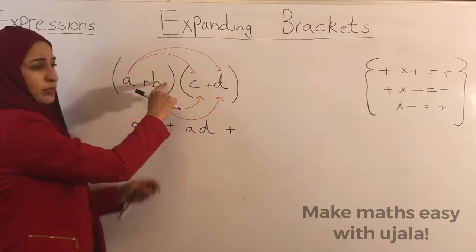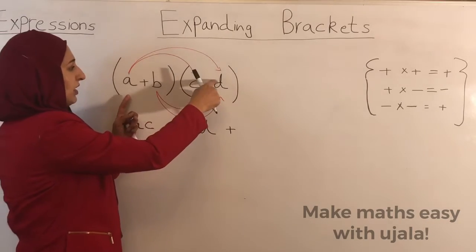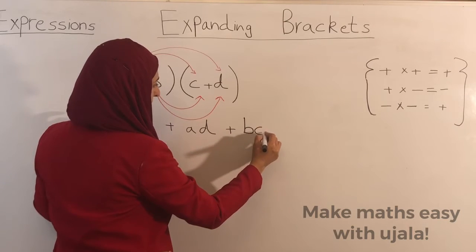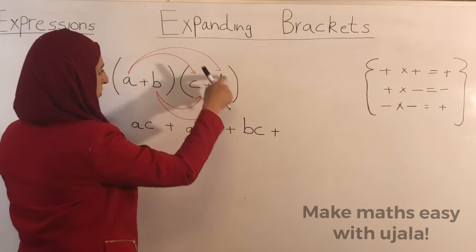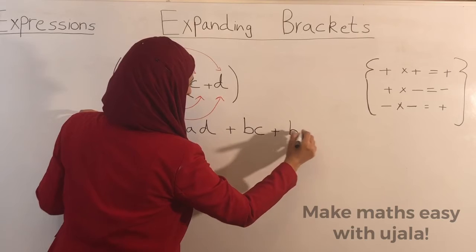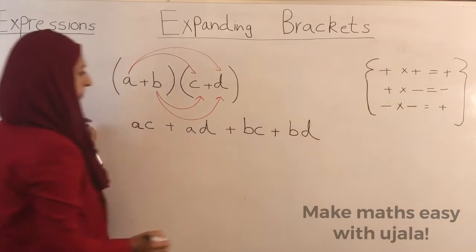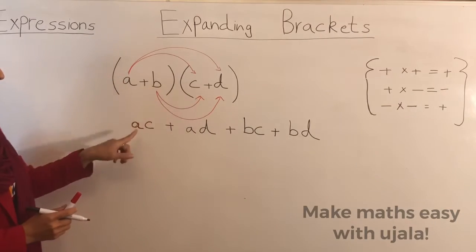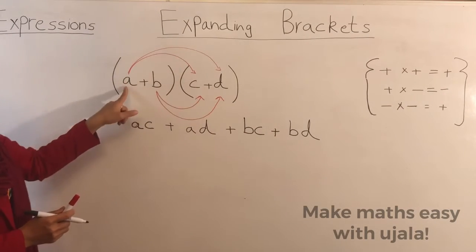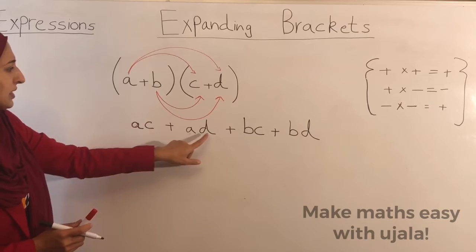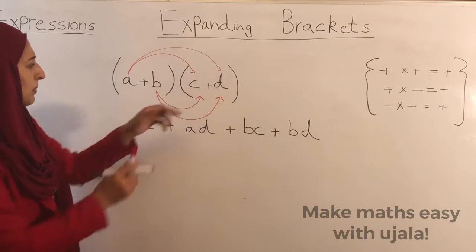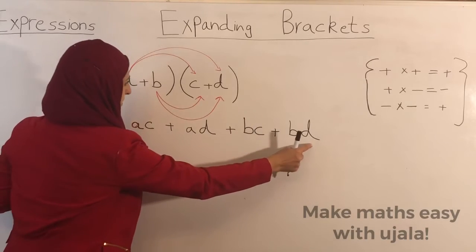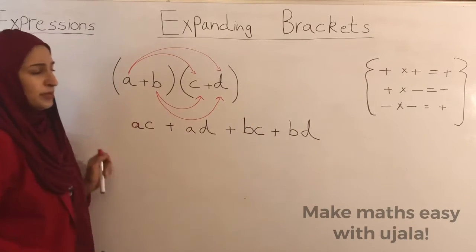Now B is going to be multiplying with C and D. B times C plus B times D. So A is going to be multiplied with C and D, AC, plus A is going to be multiplied with D, AD, plus B is going to be multiplied with everything in the next bracket, BC plus BD. I will explain this by using an example.